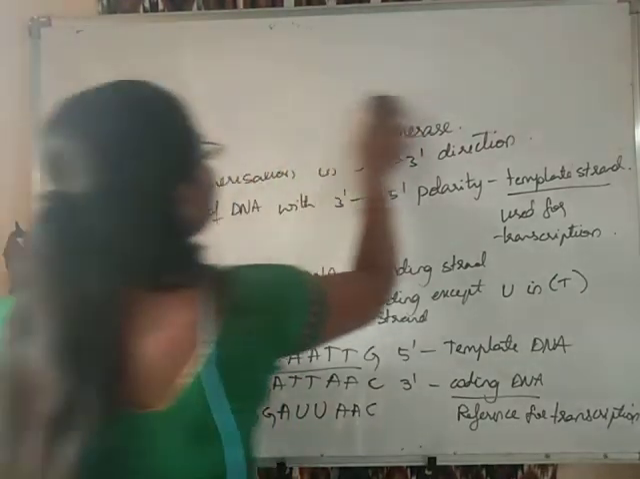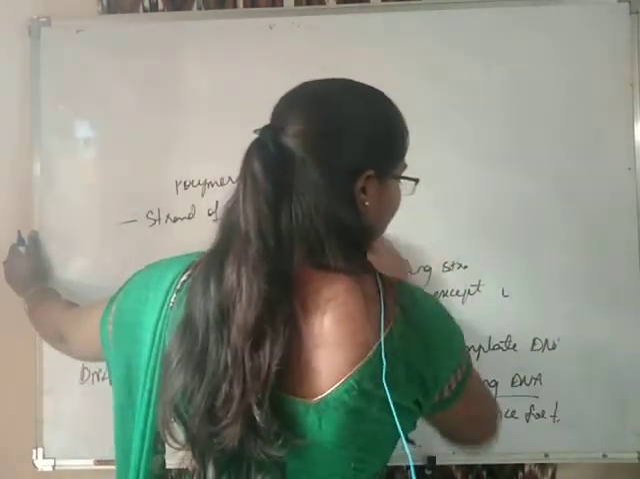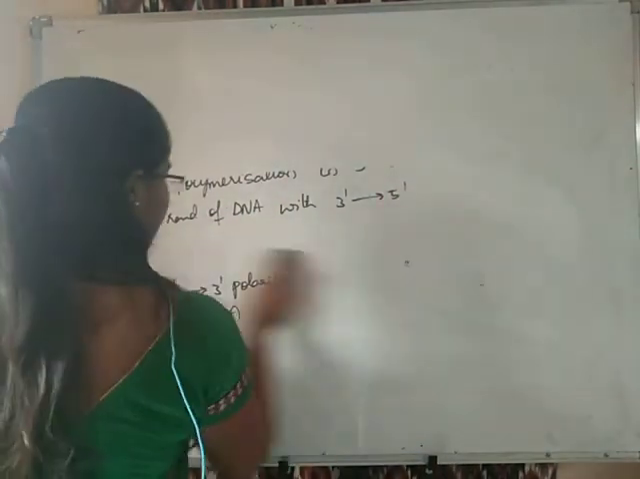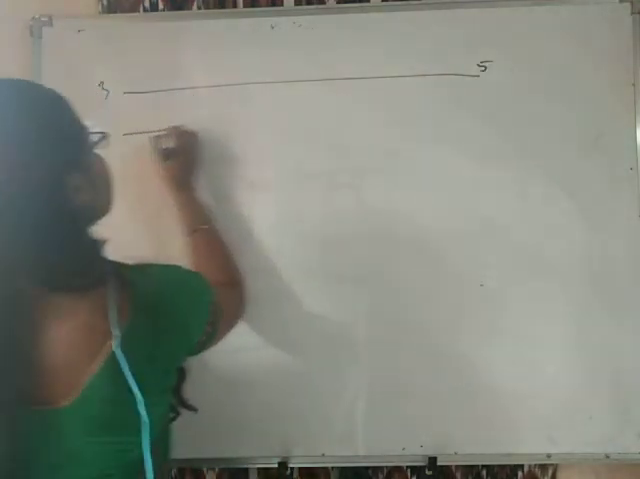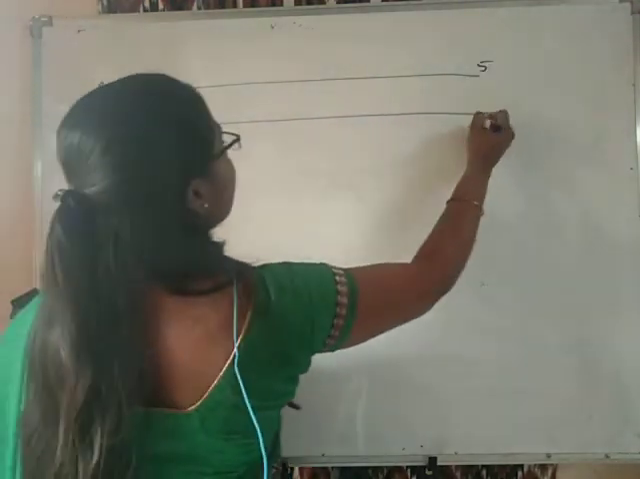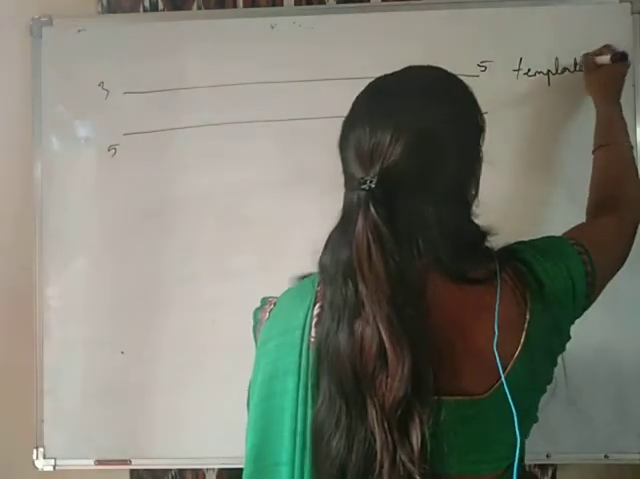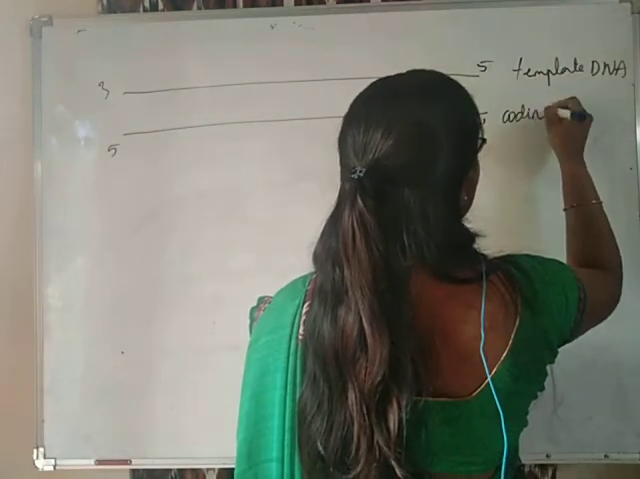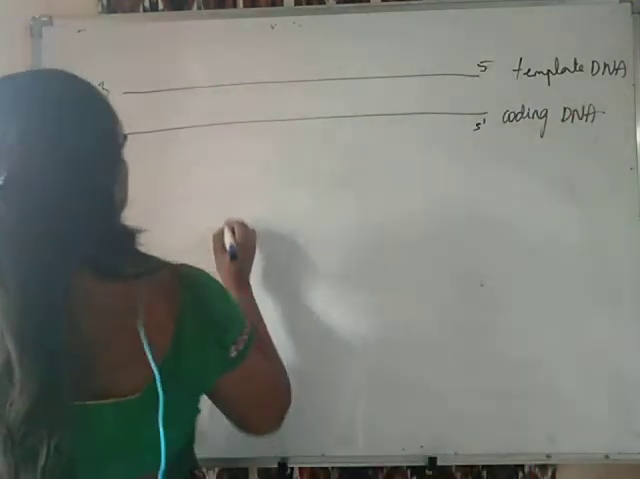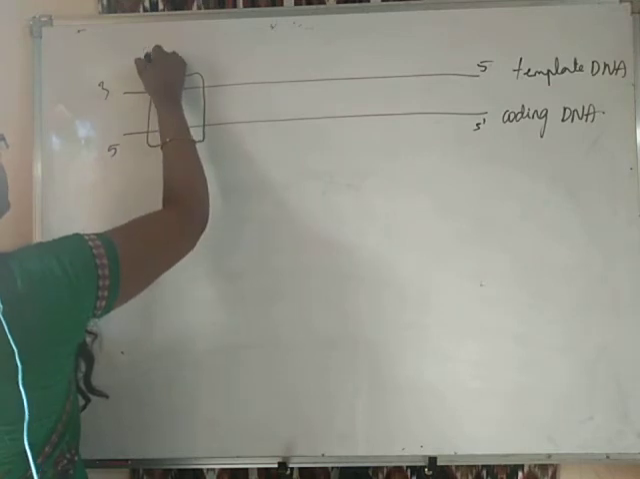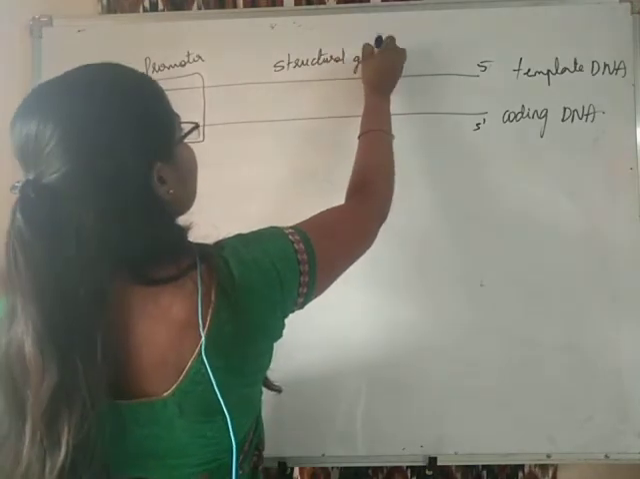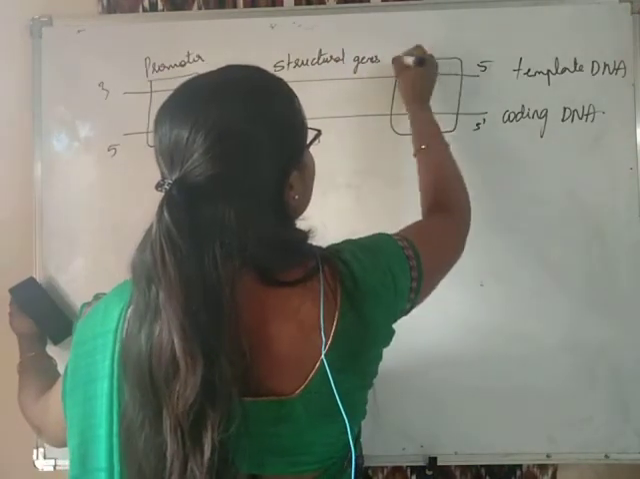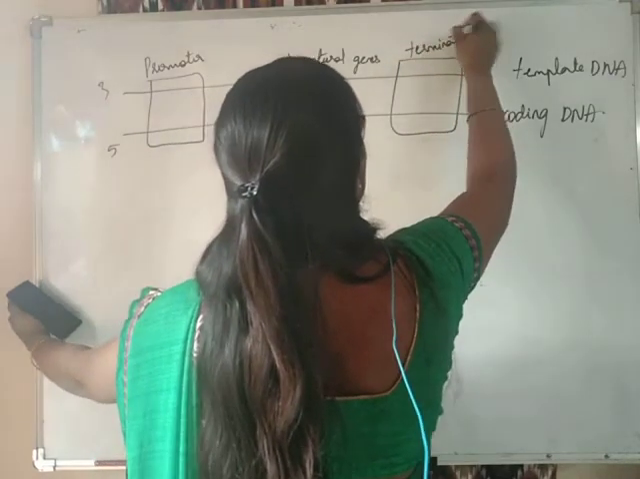Let us learn now about promoter, structural genes and terminator, okay. So, if this is a 3' to 5' strand and this is a 5' to 3' strand, this is the template DNA and this will be the coding DNA, okay. So, here will be the promoter, structural genes. This will be the terminator. In this order they will be present, okay.